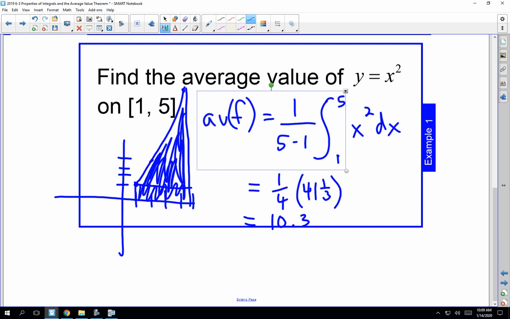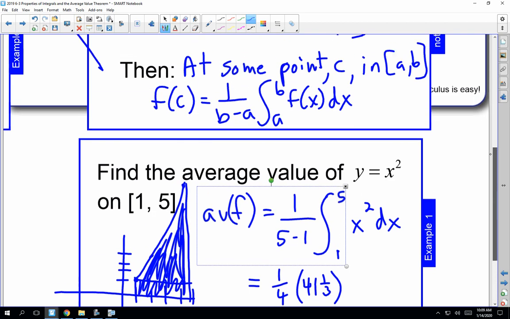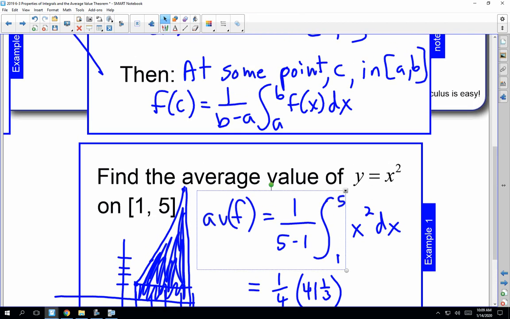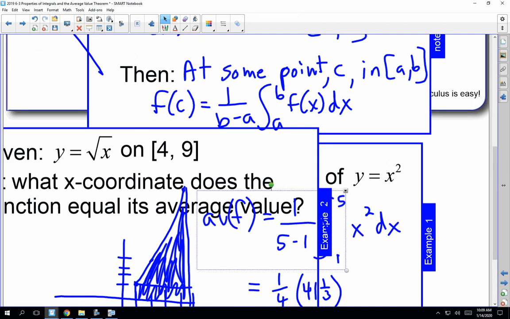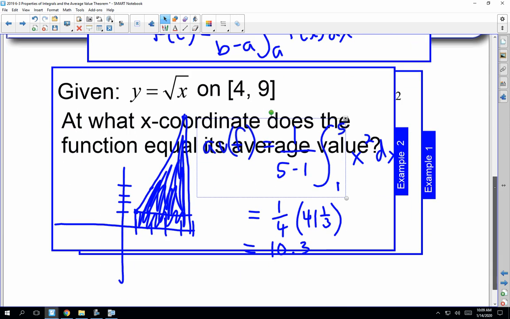So here's what the average value theorem says. It says that if this is a continuous function on a closed interval, there is some value c such that when you plug that value into the function x squared, it equals this average value. Let me do another example here where we find that value c.